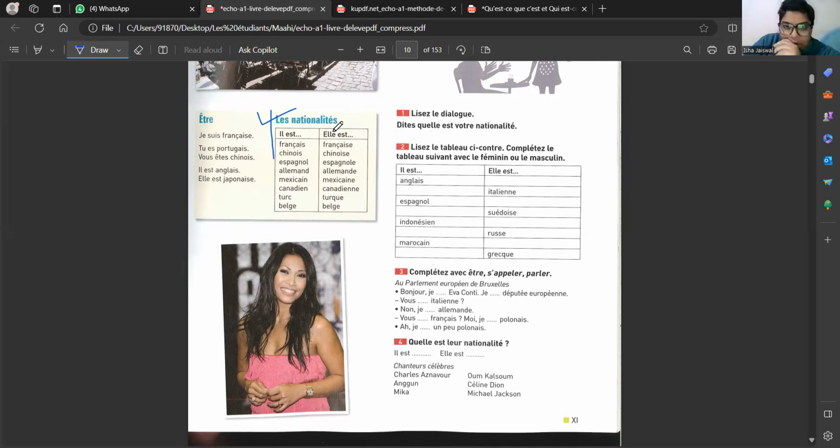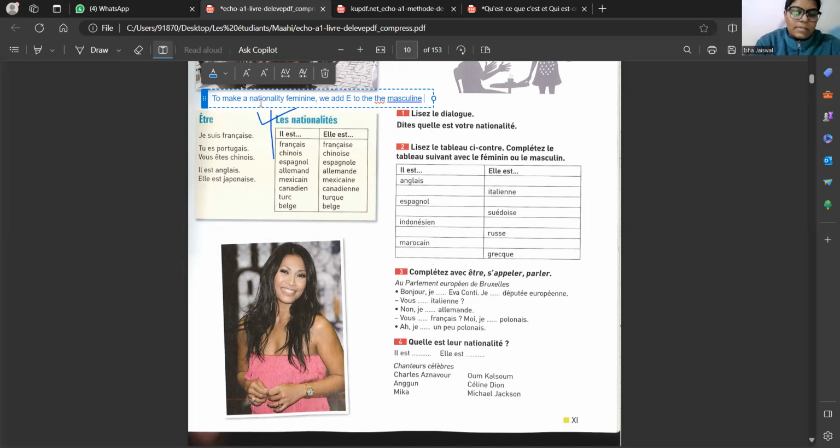So now here also we have masculine and feminine. Nothing, you have to just add an e to make it feminine. You can make a note of it. To make a nationality feminine, we add e to the masculine one.